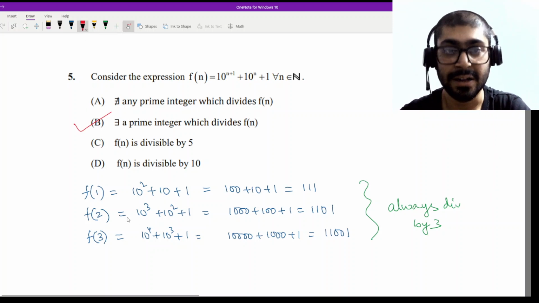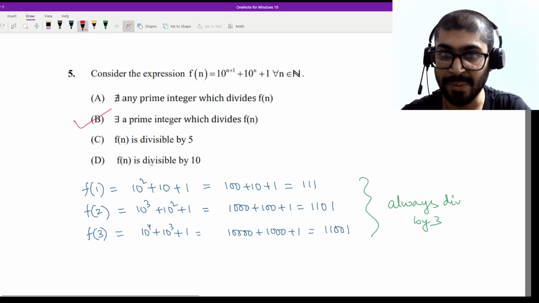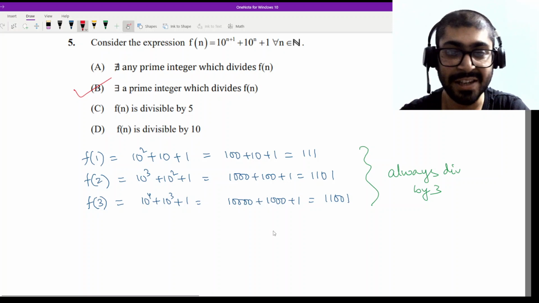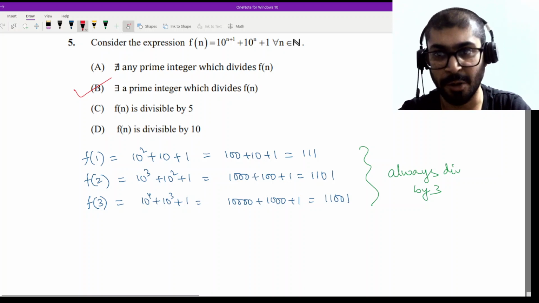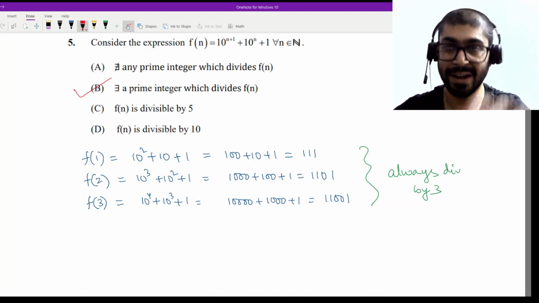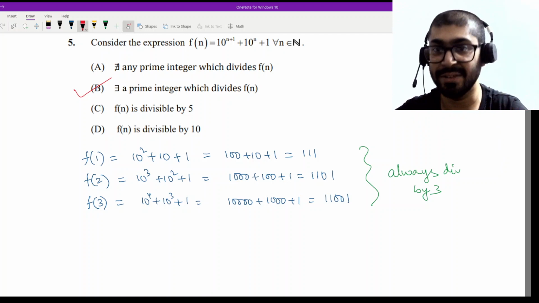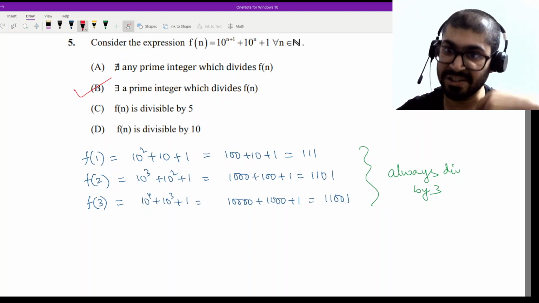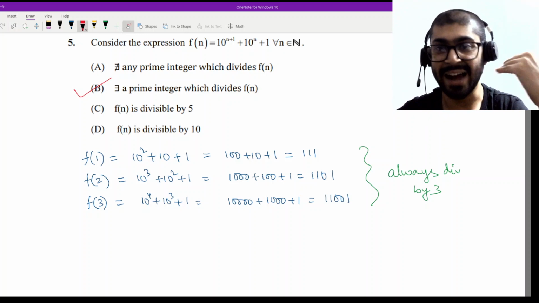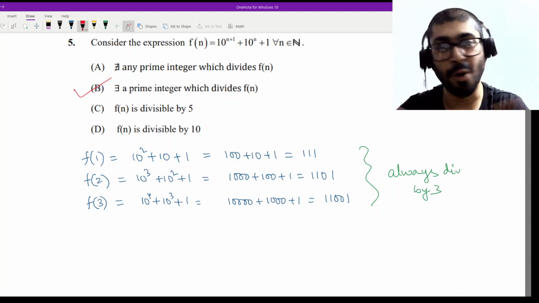Now here there might be a few more options if they wish to complicate it. To complicate this question a bit, they could give more options, like 3 and 7: F_n is divisible by 3, F_n is divisible by 7, giving these four options. That would then be a bit more difficult than this one.